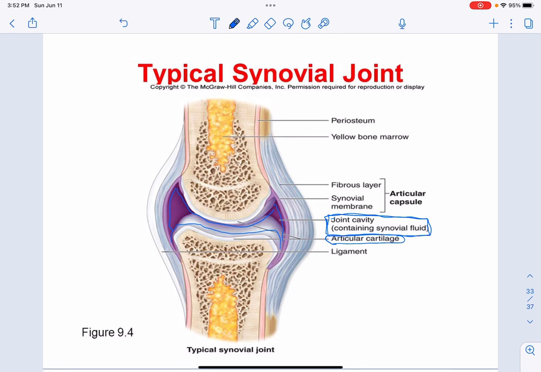So outside of the joint cavity is the synovial membrane. Okay, that's what you can see in light purple here, the synovial membrane. And then outside of the synovial membrane, there is going to be a fibrous layer that adds another additional layer of support, which is what you see here. This is going to encapsulate the synovial joint and provide stability around it.